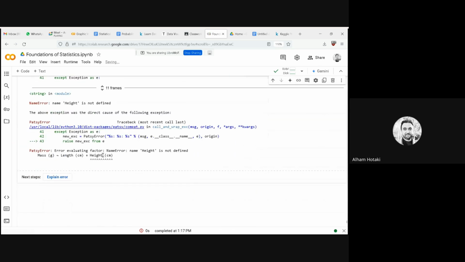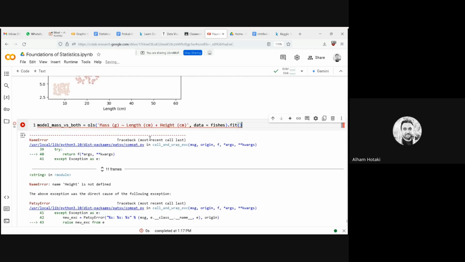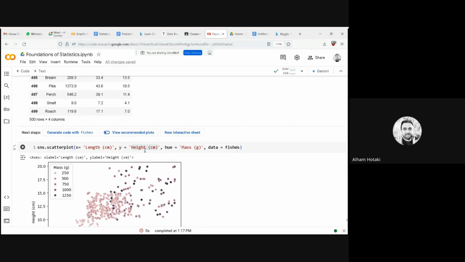What is the problem again? Height is not defined. Height is not defined. Is this not defined? Copy.